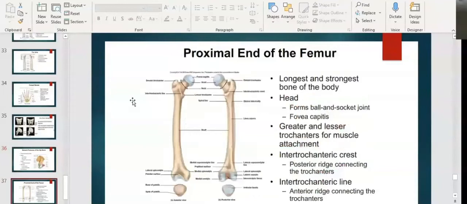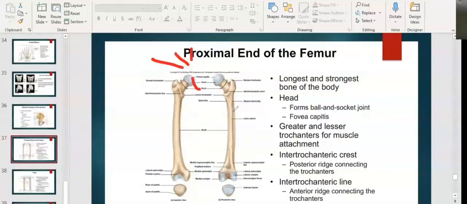Okay, so then we have the femur. This round part right there is the femoral head. If we have a head, it's because we have a neck. After the neck, we're going to have 2 bumps. This is the greater trochanter, and this is the lesser trochanter. In the middle of this bone, you're going to have the linea aspera. And in the head, you're going to have a little notch called the fovea capitis.